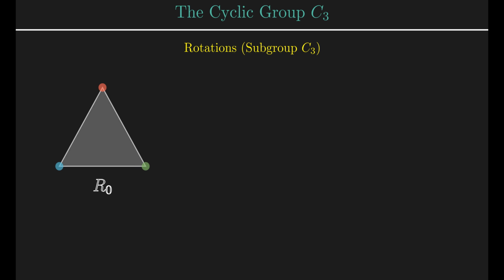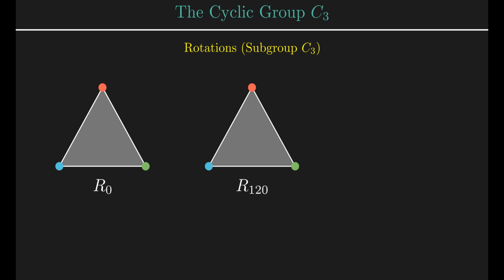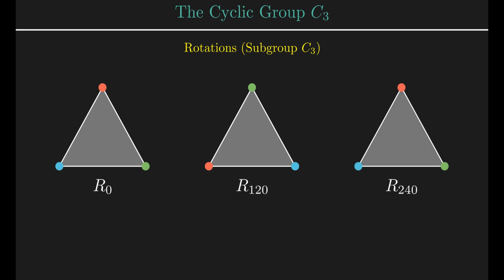Let's make this concrete with a fundamental example, the cyclic group C3. Consider the rotational symmetries of an equilateral triangle. We have 3 distinct symmetry operations. First, R0. This is the identity operation. It leaves the triangle unchanged, also known as the identity. Second, R120, a rotation by 120 degrees. And third, R240, a rotation by 240 degrees.